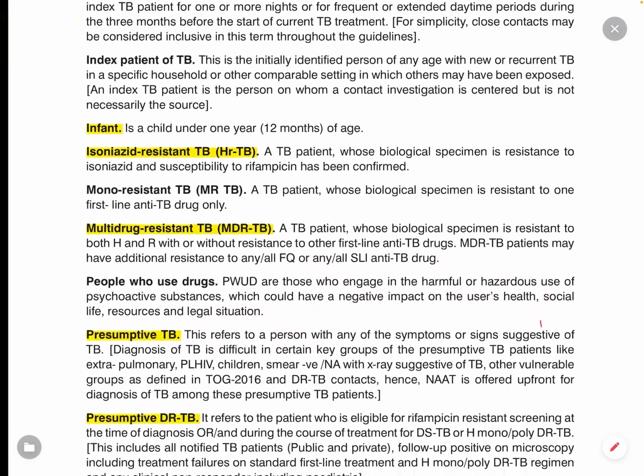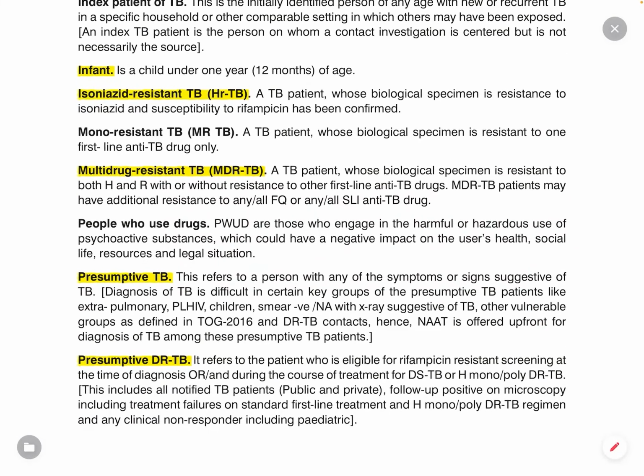The important thing which we see here, in form filling and also our indicator formation, is presumptive TB examination and presumptive DRTB. Presumptive TB is any person with any signs and symptoms suggestive of TB. So we use our 4S screening, four symptom screening: fever, cough, weight loss, night sweats for more than 2 weeks duration. All those people who have any signs and symptoms which fit that criteria will be called presumptive TB suspects.